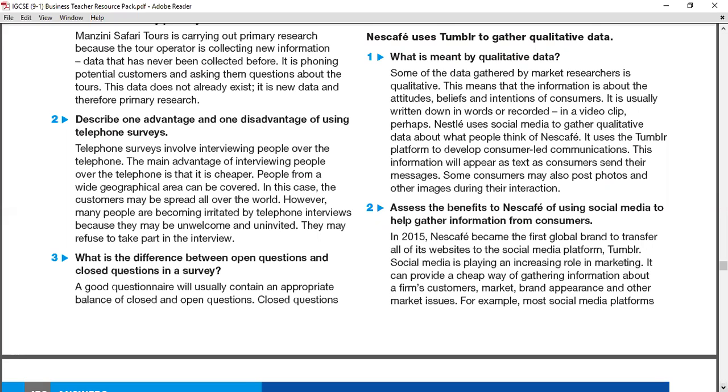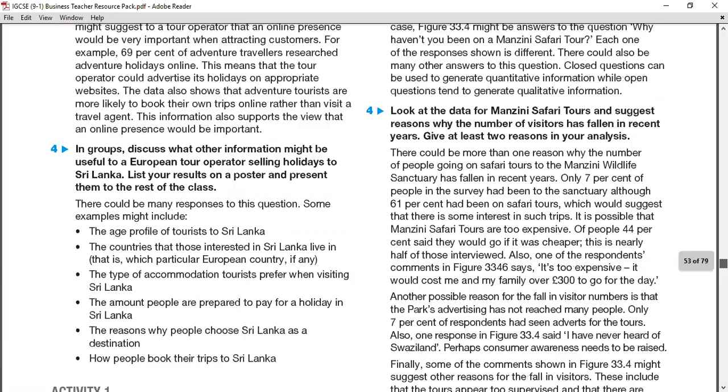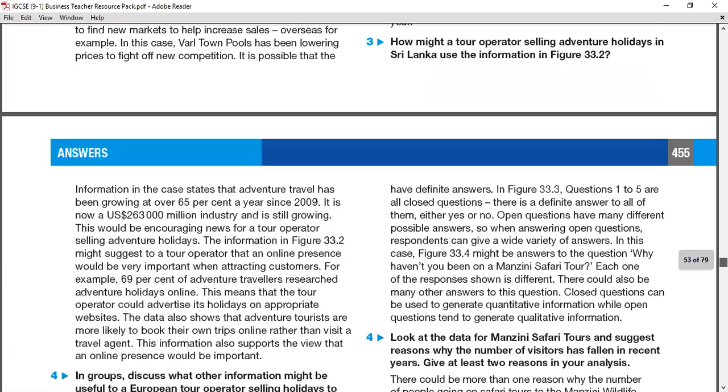The third question asks what the difference is between an open question and a closed question in a survey. A good questionnaire will usually contain an appropriate balance of closed and open questions. Open question means you can write anything that you want. Closed questions are yes/no questions. Yes/no questions we call closed questions. Open question means you can write anything you want, right? So these are always closed questions because it is yes, no, yes, no, only, right?